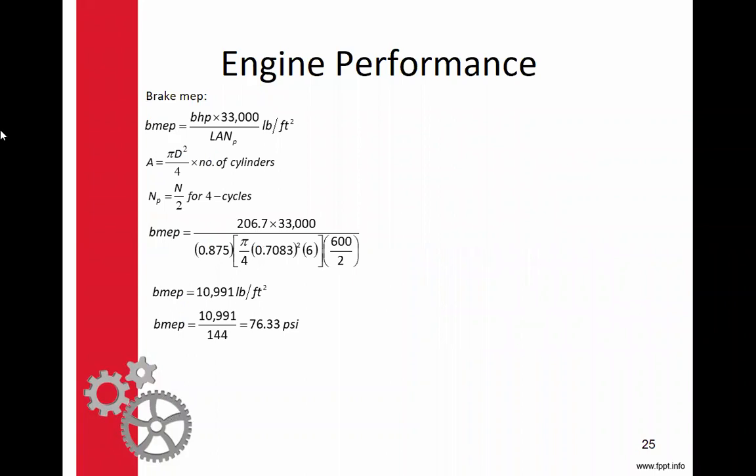Then the brake MEP is BHP times 33,000 over LAN, and P in pounds per square foot. So area is pi D squared over 4 times the number of cylinders. N sub P is equal to N over 2 for 4 cycle. So the brake mean effective pressure is 206.7 times 33,000 over 0.875 times pi over 4 times 0.7083 squared times 6 times 600 over 2, which is 10,991 pounds per square foot, divided by 144 is 76.33 PSI.